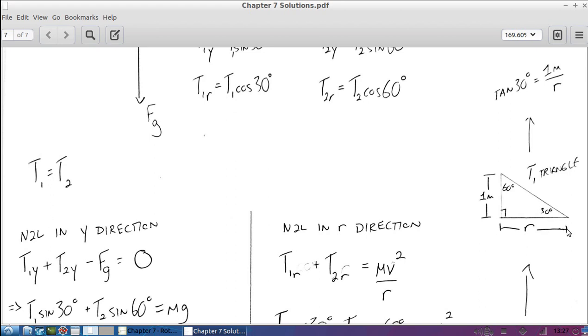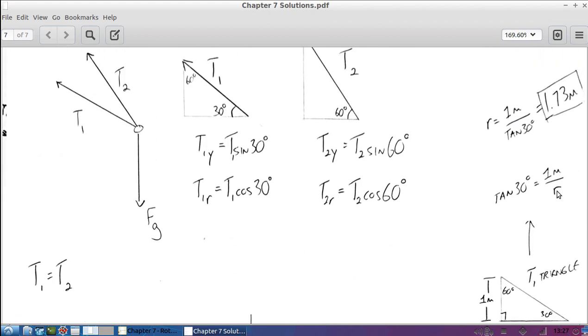So I'm going to use the tangent function, because I have the opposite side and I'm looking for the adjacent side. That looks like the most straightforward way to find it. The tangent of 30 is the opposite over the adjacent, so it's 1 meter over r. Multiply both sides by r and divide both sides by the tangent of 30. r is 1 meter over the tangent of 30, which is 1.73 meters.